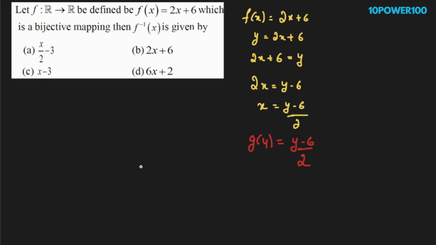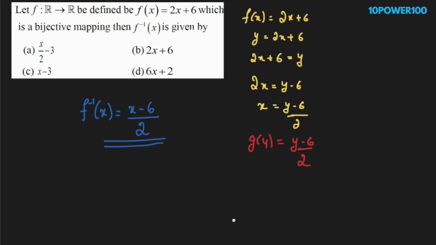Since we are focusing on f inverse of x, I'll write here f inverse of x is equal to, now whatever we have got as g of y, that we have to write in terms of x. In place of y, I'll replace x. F inverse of x is equal to x minus 6 divided by 2. So this is what our f inverse of x is. Do we have this option? We don't have this option, so we have to solve further.